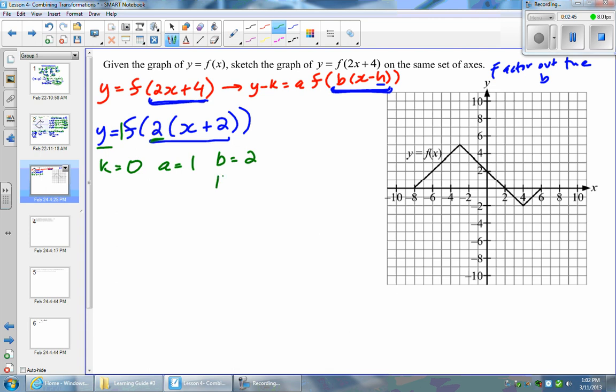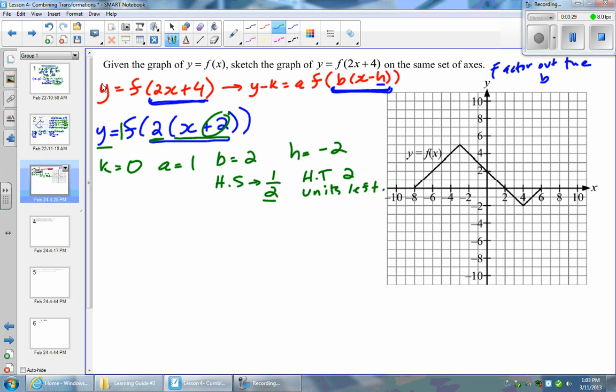And what does that mean? Well, that means we have a horizontal stretch, but what is the factor? It's really funny with the b value, because if you want to find the stretch factor, you have to take the reciprocal of your b value. So all my x coordinates are actually being halved in this transformation. And then finally, you want to identify your h value. We have an x plus 4, so once again, you have to take the opposite sign. So our h value is going to be negative 2. What's going on here with that negative 2? Well, that means we have a horizontal translation, and we're going 2 units to the left.